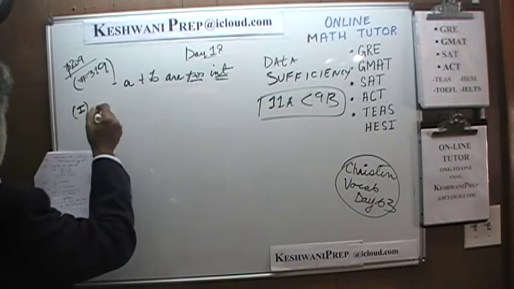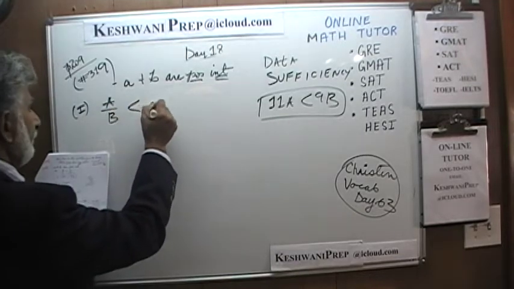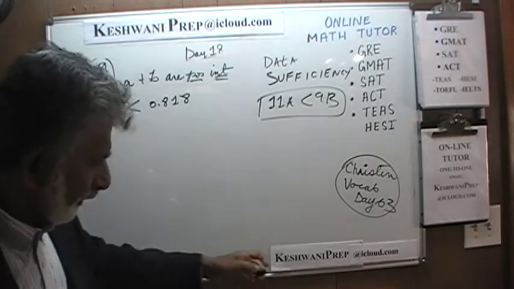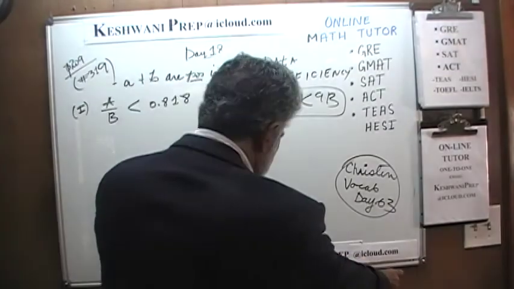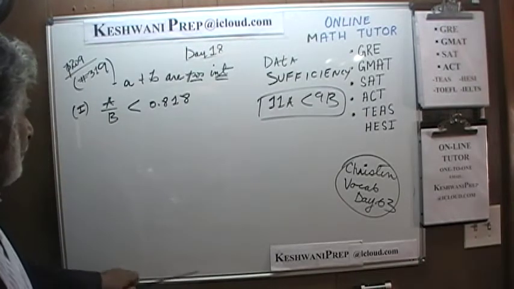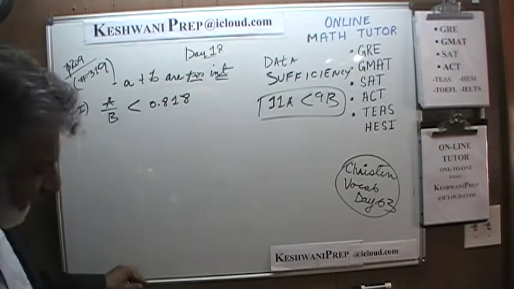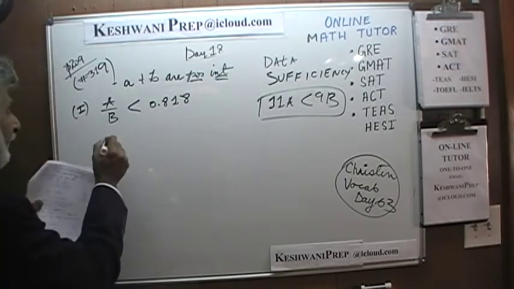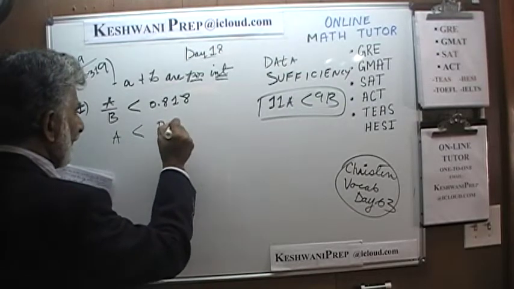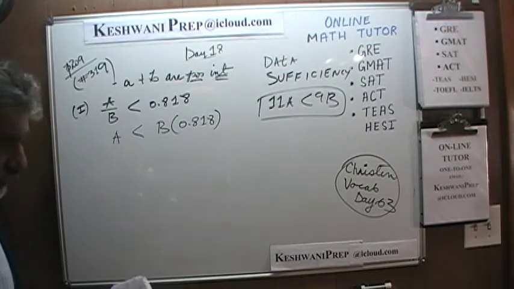The first statement tells us that A over B is less than 0.818. I'm going to change the marker. It is annoying me. I don't know why it does not write properly. What can we do here? If A over B is less than 0.818, we can cross multiply, and that tells us that A is less than B times 0.818. Are you with me so far?